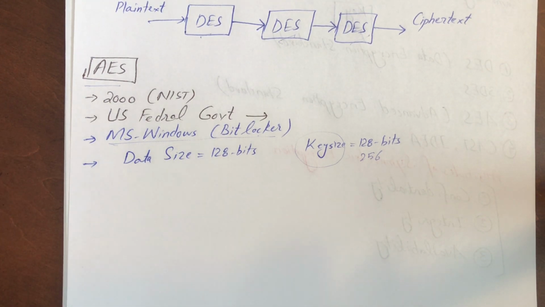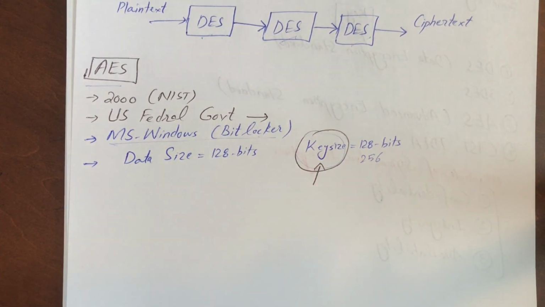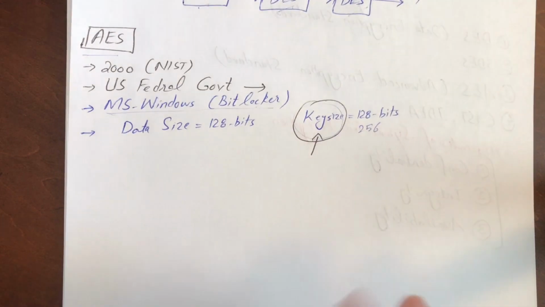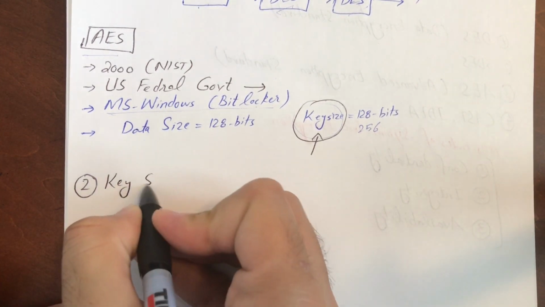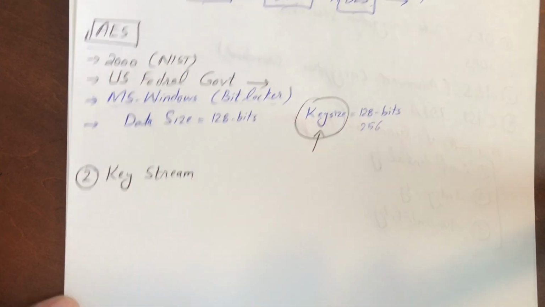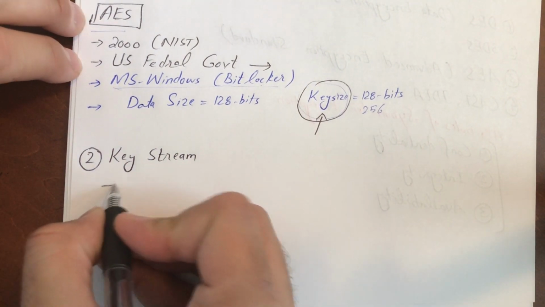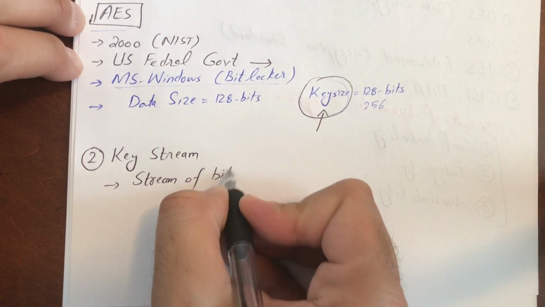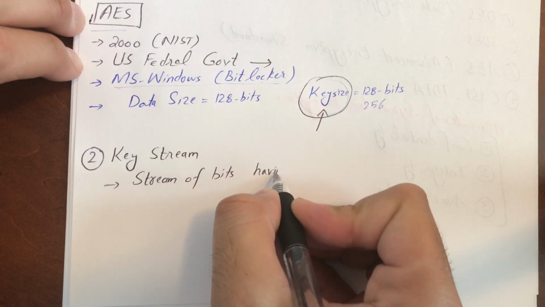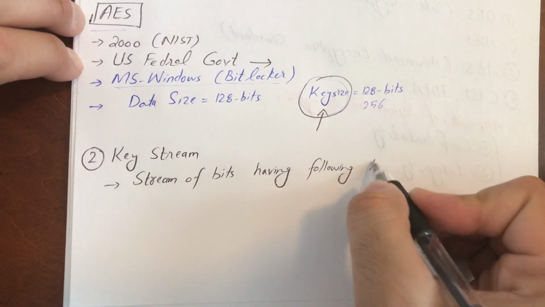Next, the most important thing is basically we are talking about this key. What is a key? How can we generate a key? How can we get the key each time? So there is a term which becomes the second agenda item, key stream. Key stream is a stream of bits having the following properties.